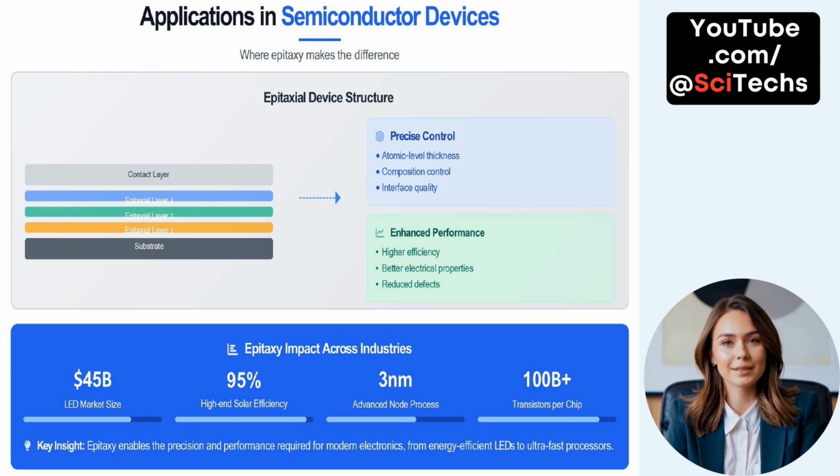For instance, the LED market alone reaches $45 billion. In solar, epitaxy enables up to 95% efficiency. At the leading edge, it supports advanced 3 nanometer nodes and over 100 billion transistors per chip. Epitaxy is the key to scalable precision and performance.